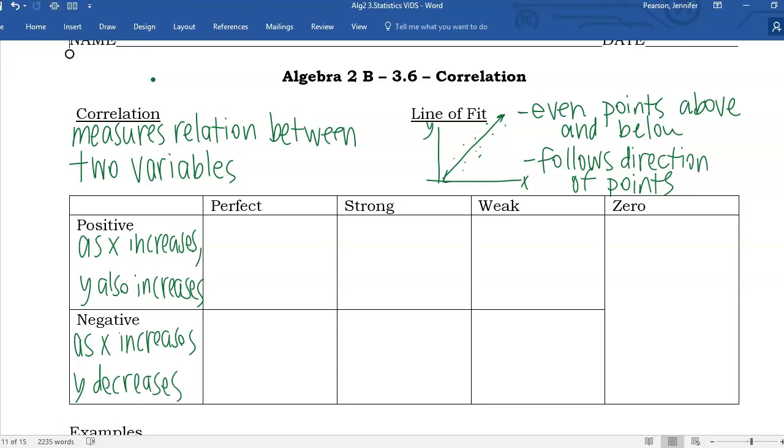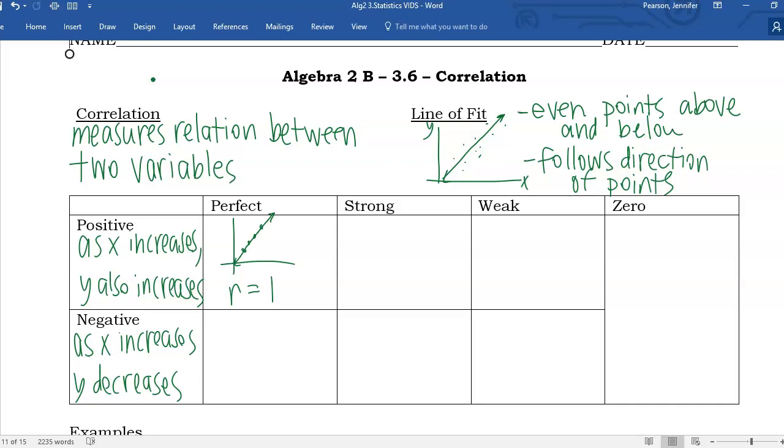So a perfect correlation would be if we had a scatter plot and every increase here was exactly fitting our line of fit. So let's pretend that I can draw really well. Every single point here would be right on the line. That is a perfect positive correlation. We use something called the correlation coefficient, R. That would be 1 in this case. And you can kind of think of that like 100% of these points fall on that line.